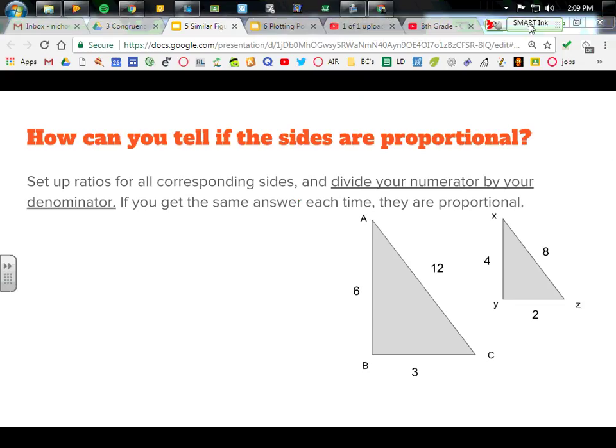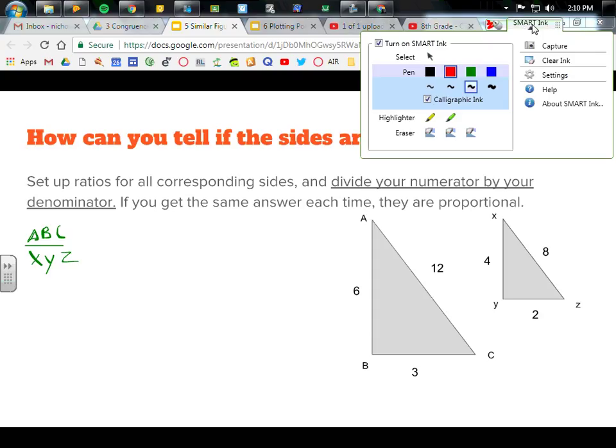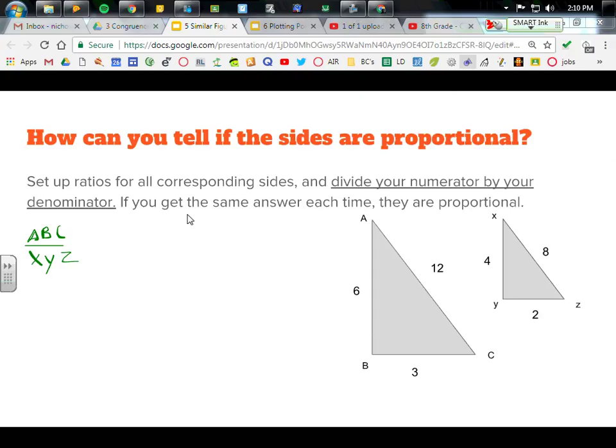Now it's very important that you keep the same order when setting up your ratios. So I'm going to identify this figure ABC. All of the numbers from ABC I'm going to use for my numerators. So I'm just going to write myself a little reminder of that. ABC is going to be my numerator. All of the numbers from XYZ then are going to be my denominators. And I'm going to write all my ratios in that order. If I don't, I will not get this right.